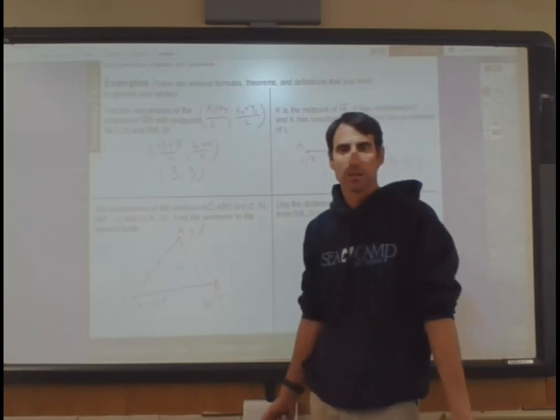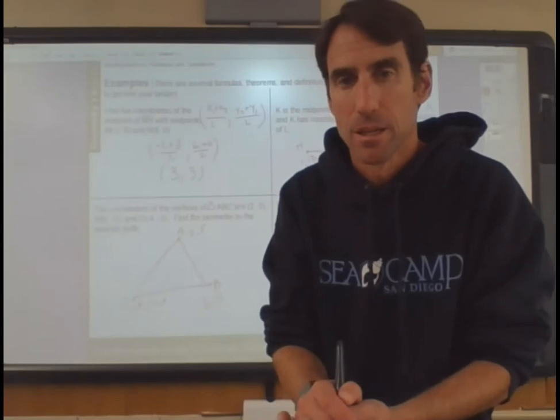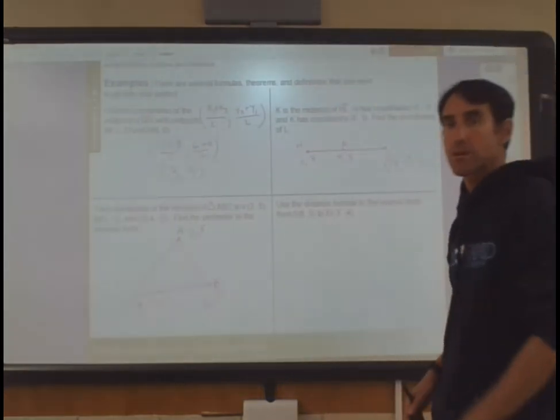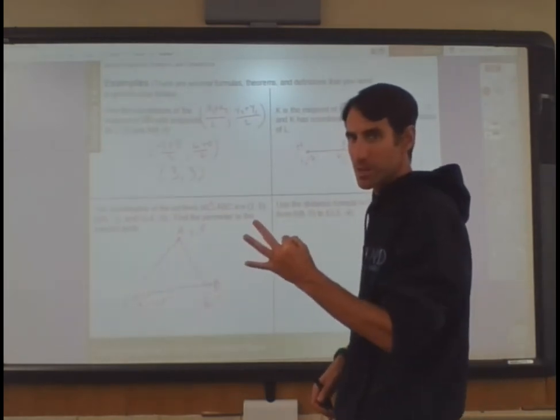Oh my goodness. Well, to find the perimeter, I need to know the distance of every line, all 3 of them. Of course, we're going to have to use the Pythagorean theorem for the distance formula, 3 times.